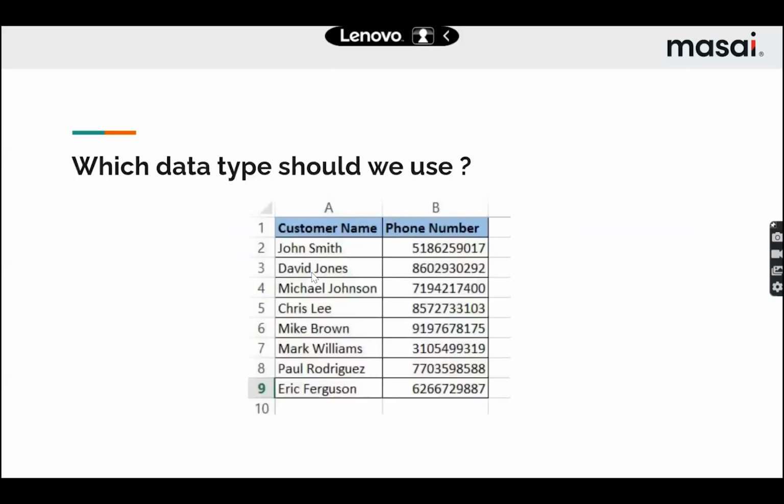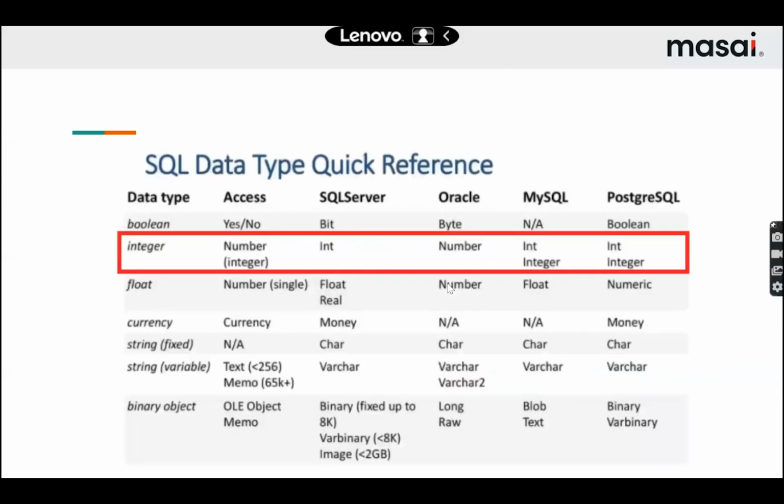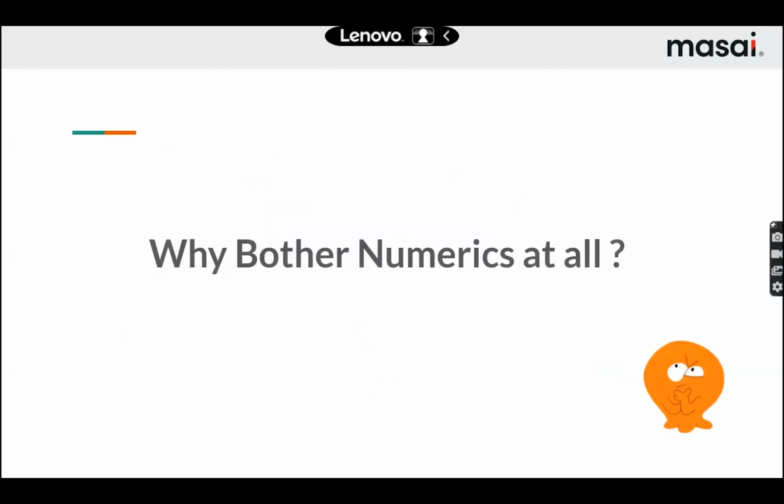Fine. So here you can see this is a phone number and you want to store it in some data type, and you have decided that you will use the integer data type. But I want to ask, why are you bothering about numerics at all? Why do you think that since this is a number, you are restricted to storing it in an integer? It is not like that. You can also store it in a string.